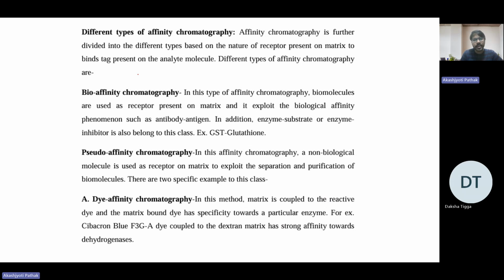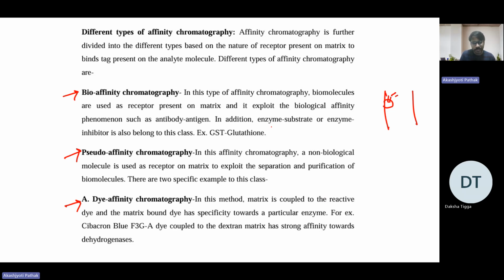So you have different types of affinity chromatography. This is from the lecture slides. It can be bioaffinity chromatography, pseudo-affinity chromatography, or dye-affinity chromatography. So what is bioaffinity chromatography? It is a type of affinity chromatography where biomolecules are used as the receptor on the matrix. You have your matrix, and it has been immobilized with a particular type of receptor.